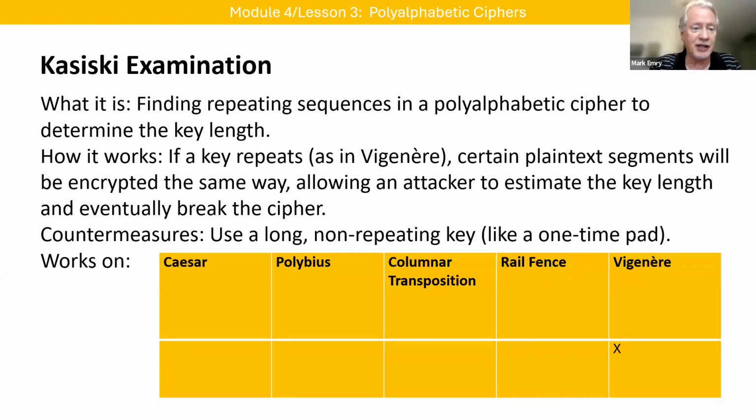Our last one is the Kasiski examination, which is finding repeating sequences in a polyalphabetic cipher to determine the key length. It works so if a key repeats, as in Vigenère, it does, certain plain text segments will be encrypted the same way, allowing an attacker to estimate the key length and eventually break the cipher. We can counter this by using a long, non-repeating key, like something called a one-time pad. And again, this process works on the Vigenère ciphers.